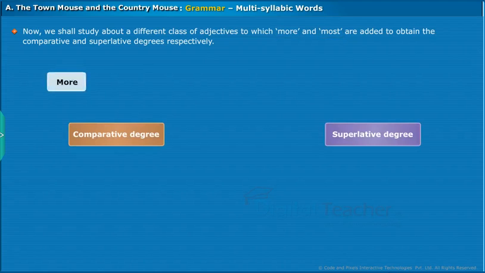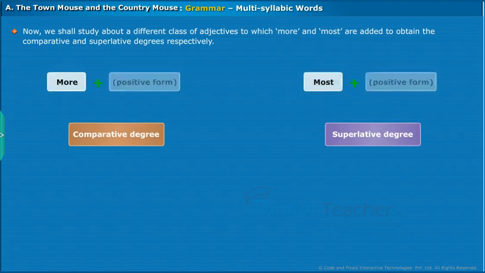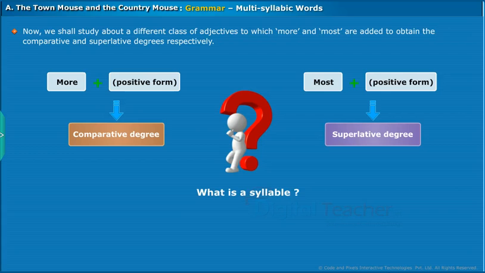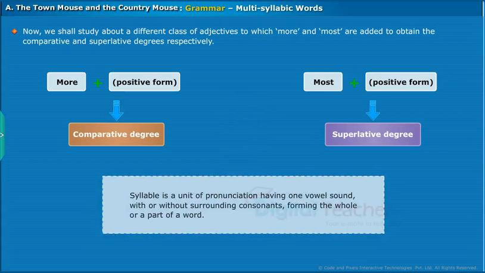The words more and most are added as prefixes to the positive form, which has two or more than two syllables. Here comes a question. What is a syllable? Syllable is a unit of pronunciation having one vowel sound, with or without surrounding consonants, forming the whole or a part of a word.